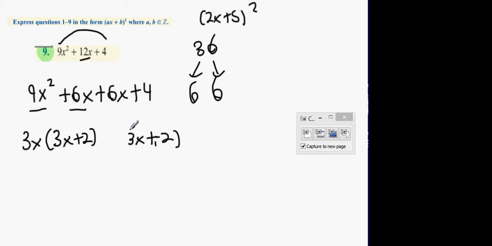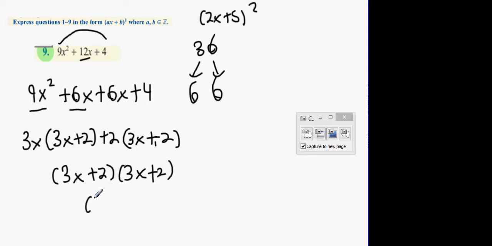And now, what number multiplies on the outside? 2. Finally, you're going to be left with (3x + 2)(3x + 2), and this answer will give you (3x + 2) squared. And that's in the form (ax + b). A would be considered to be 3, b would be considered to be 2.